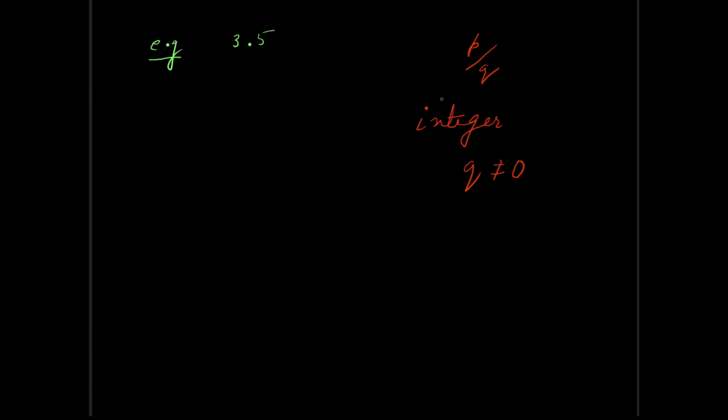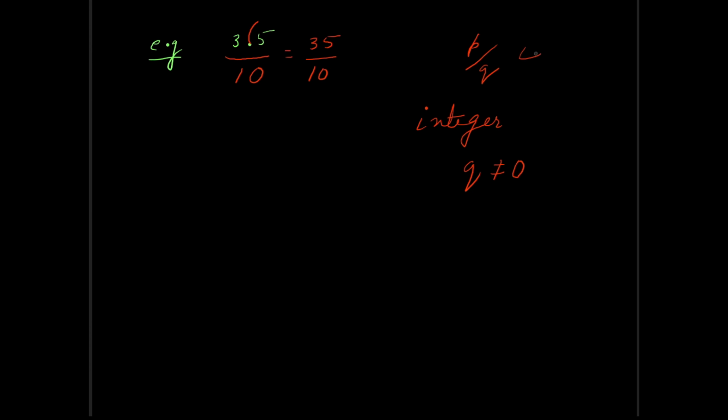Is 3.5 in the form of p by q? Right now it's not in the form of p by q, but we can write 3.5 in the form of p by q. How? Look, we can omit this decimal and put 10 as denominator, then 3.5 can be written as 35 by 10. Now it is in the form of p by q.